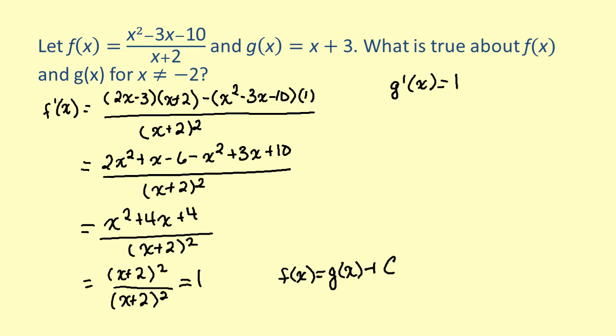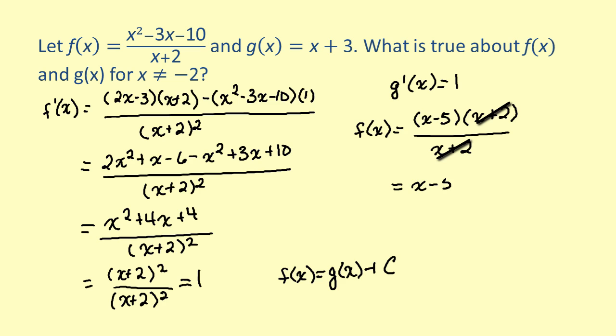Let's take a closer look at f of x. Notice that we can factor the numerator as x minus 5 times x plus 2. The factor x plus 2 then cancels out, and we're left with x minus 5. We can then rewrite this as f of x equals the quantity x plus 3 minus 8. And finally, substituting g of x, we get f of x equals g of x minus 8, which is equivalent to the formula we obtained, where c equals -8.